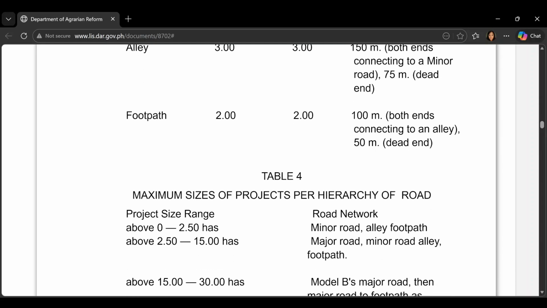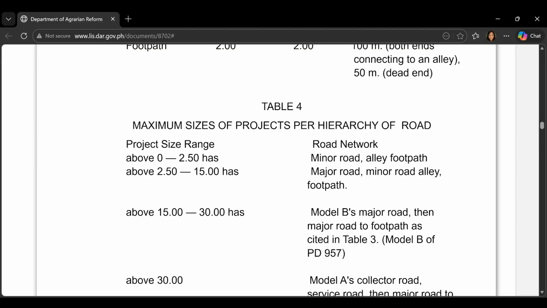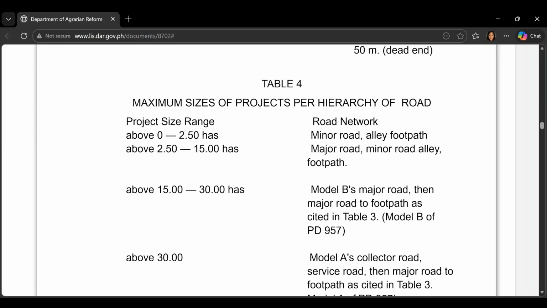Okay, Table 4. Maximum sizes of projects per hierarchy of road. So now there are 2 columns. The project size range in terms of hectare and the road network required. I guess this is what you need to see in a road depending on this size. So for 2.5 hectares and below, we need to see minor road, alley, footpath. For 2.5 hectares to 15 hectares, there should be major road, minor road, alley, and footpath.